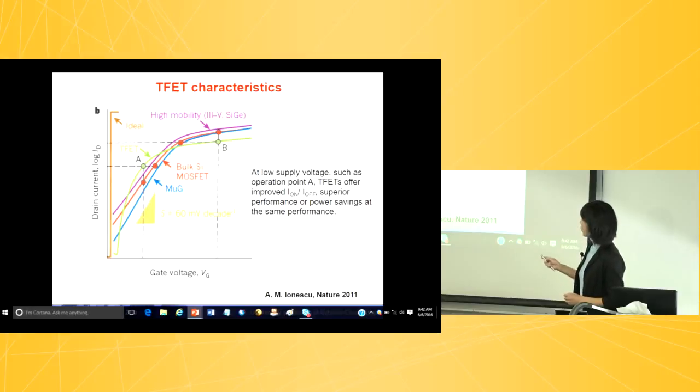So if we operate at high gate voltage, there is no advantage to using TFET, because the on current is lower and the transistor is operating slower. But if we operate at a low gate bias, then the TFET will have an advantage. It has a better on-off ratio and a high on-current. So the TFET is promising for low-power applications.